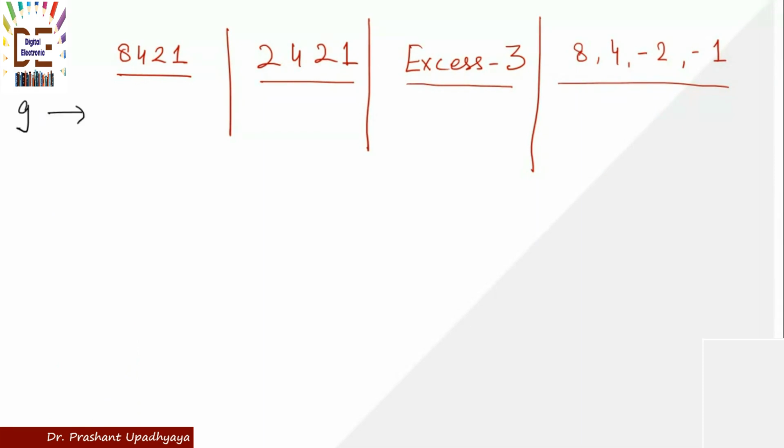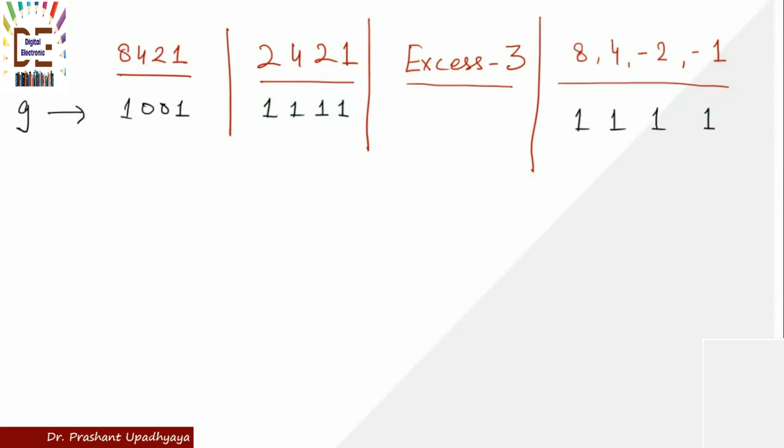let's say I have to write the number 9 in the form of 8421. What will be the answer? My answer will be 1001. If I want to write it in 2421, what will be my answer? 1111. And I'm just leaving excess 3. If I have to write in the form of 84 minus 2 minus 1, what will be my answer? My answer will be 1111. So you got it? How you are getting this 1111 here?